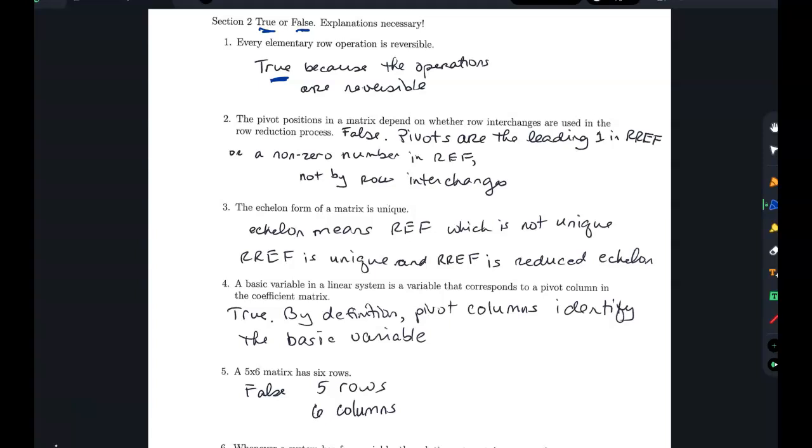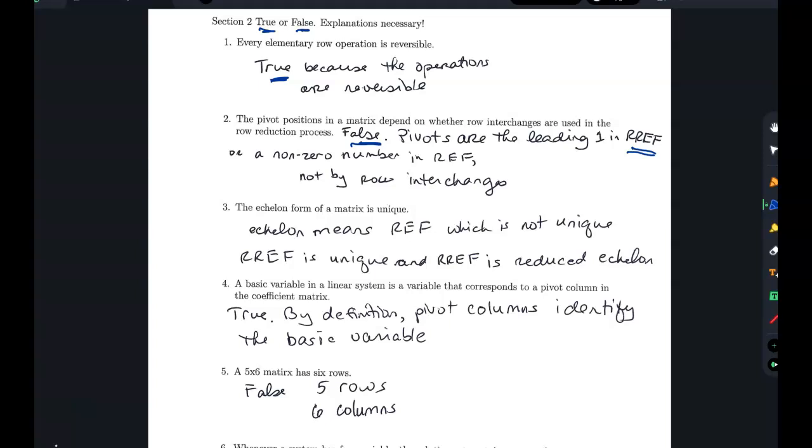The pivot positions in a matrix depend on row interchanges used in the row reduction process. No, it's false. The pivots are the leading ones whenever you're doing RREF, right? So that does not matter. It does not matter if you're doing row interchanges, because that's one of the elementary row operations.